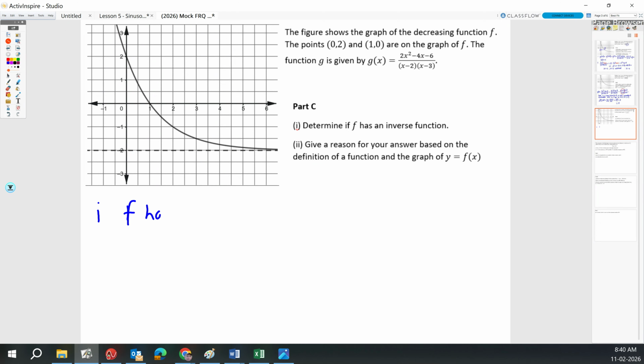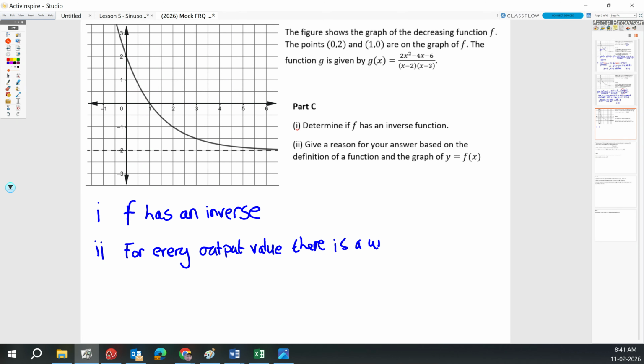So f has an inverse. To give a reason for your answer based on the definition of a function, we need to say that for every output value, there is a unique input value. All right, stop there.